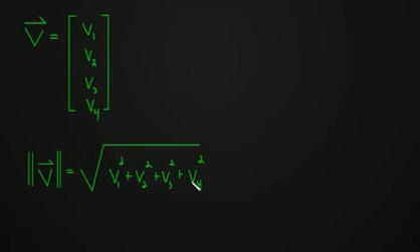And if you had 5 components, you'd do the same thing. You'd just tack that 5th one on at the end. If you had 6, you would do the same thing, just tack those on. So that's the vector length for vectors with more than 2 components.